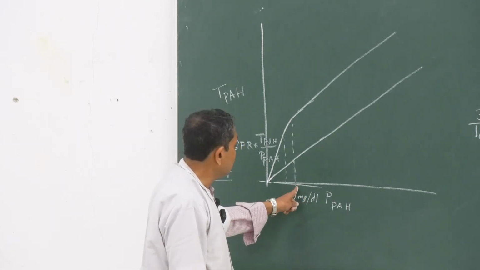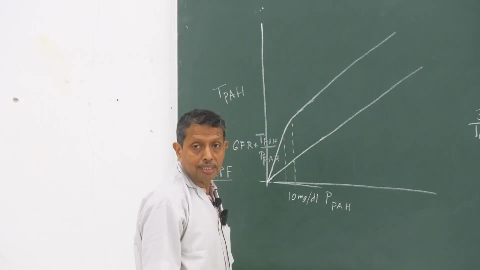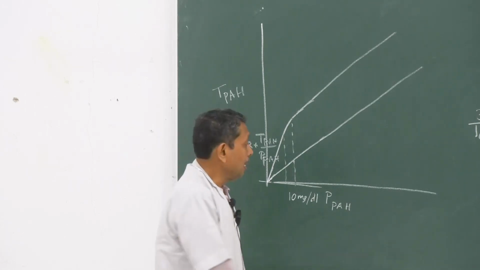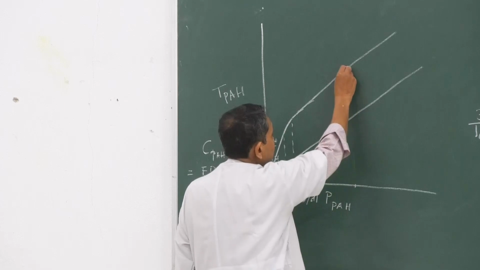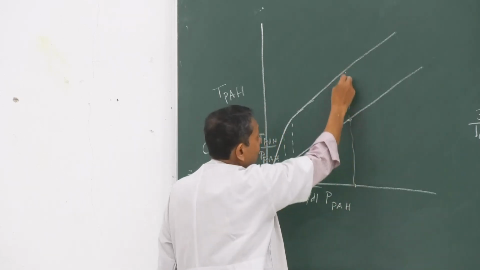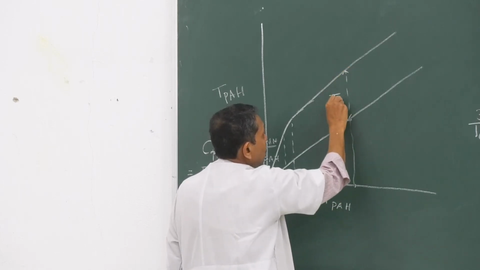But when it exceeds this value, then maximum capacity has been reached. If you take any other value, in that case the filtered load increases, but the amount excreted remains constant, and it is TmPAH.